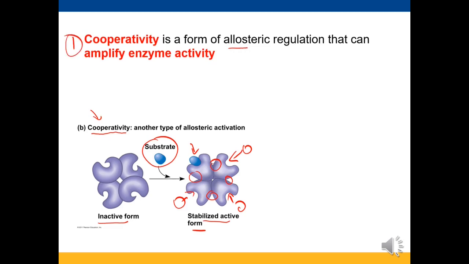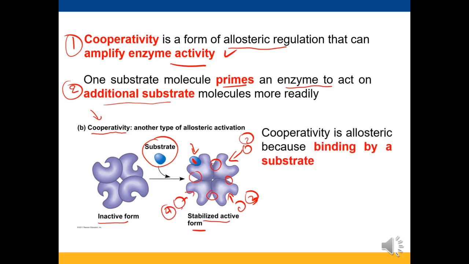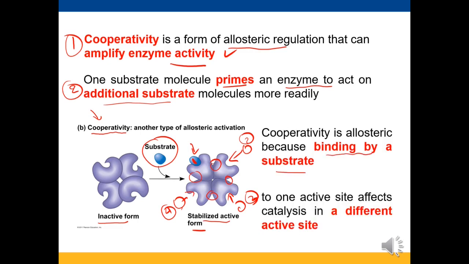Cooperativity is a form of allosteric regulation that can amplify the enzyme activity. The second thing that happens is that one substrate can prime an enzyme to act on additional substrates. So here, the additional substrates here, here, and here to act. And how is that? Because the binding of a substrate to an active site affects the catalysis in another active site.